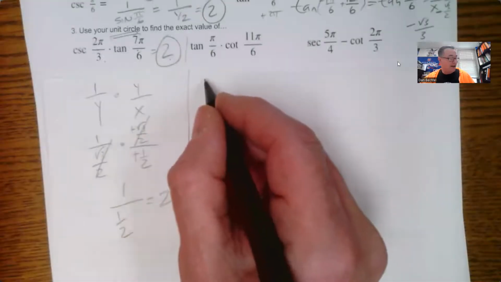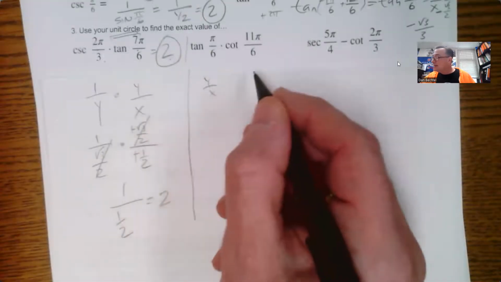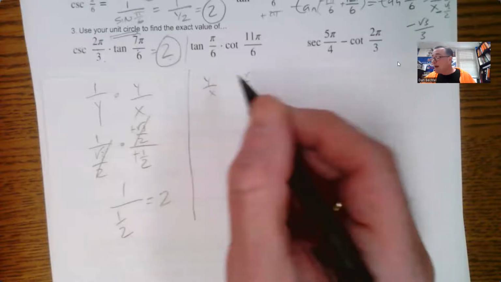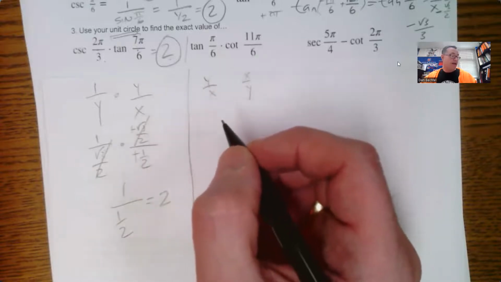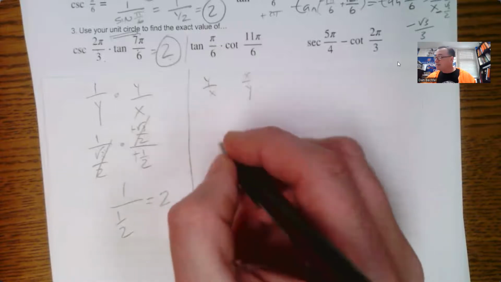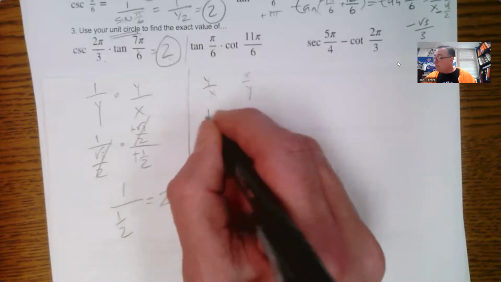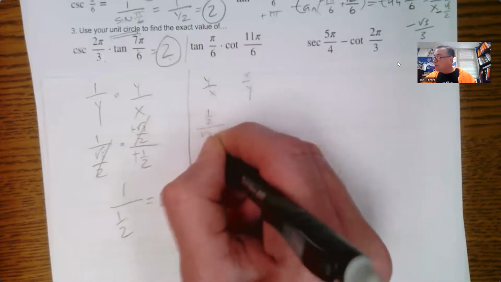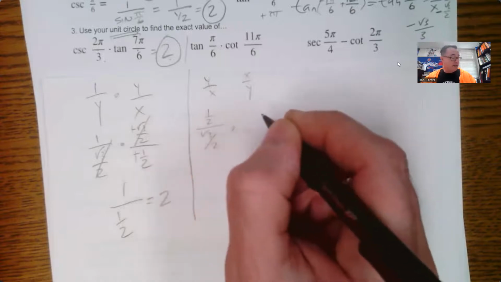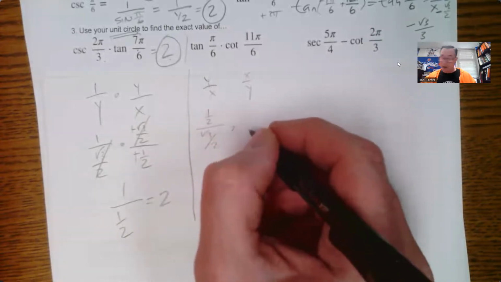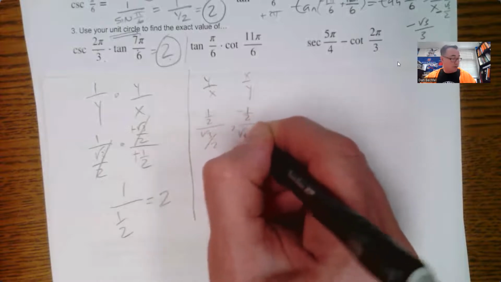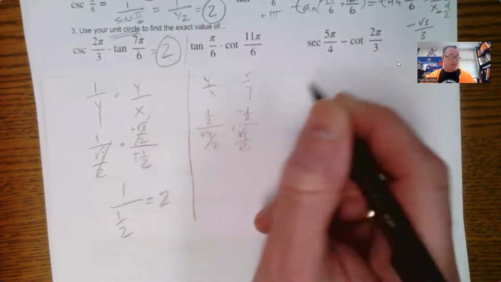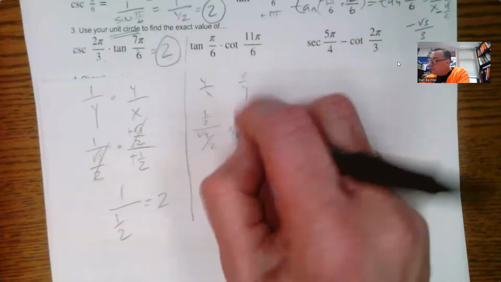Okay, tangent. That's our y over our x. And this is our x over our y. I would love it if these things would match up so I can cross them out. But let's look. At pi over 6, this is going to be 1/2 over square root of 3 over 2, times at 11 pi over 6, this is going to be negative 1/2 over square root of 3 over 2. Yep. Nope. I flipped them. No, it's x over y.